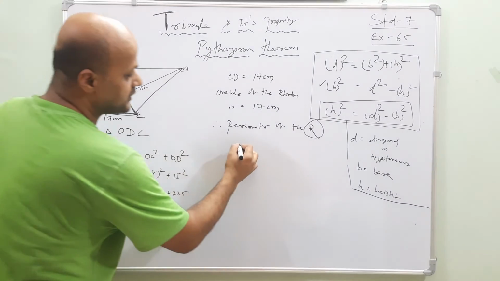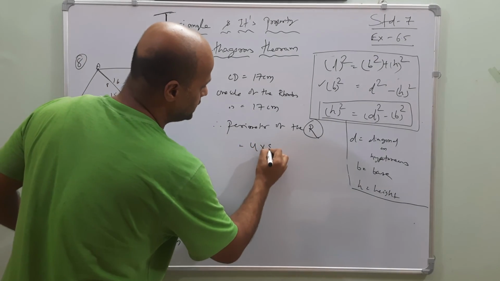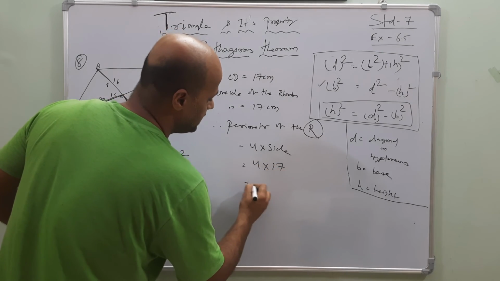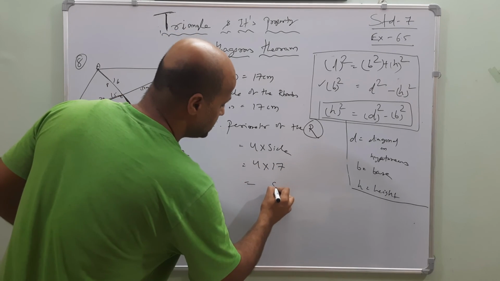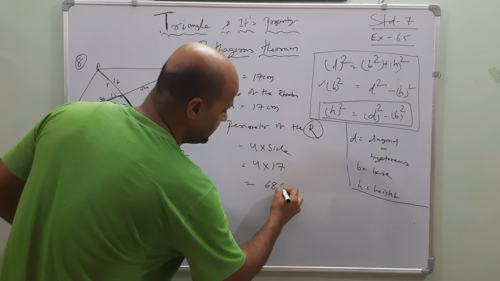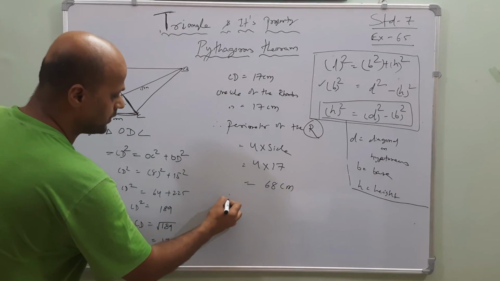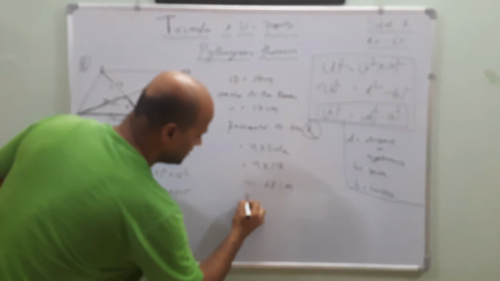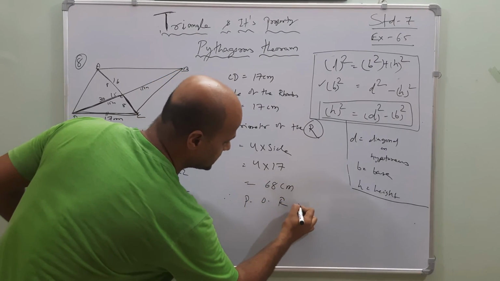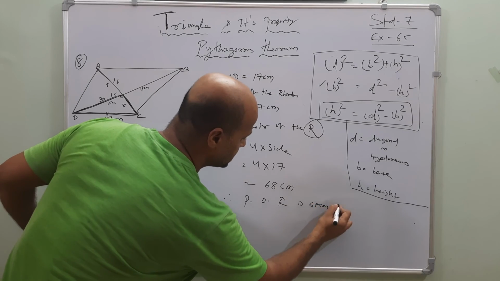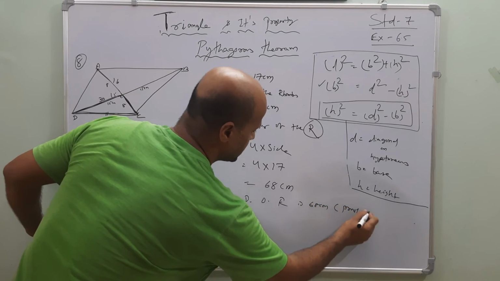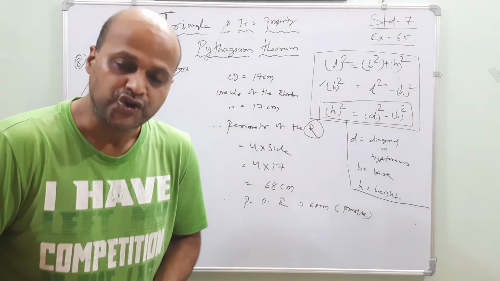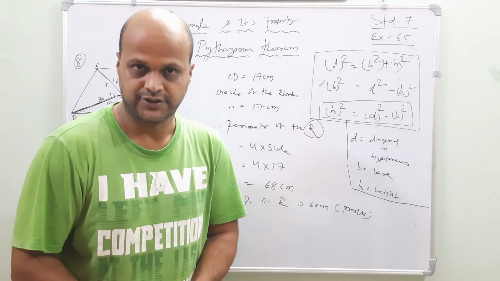Now perimeter of the rhombus is how much? 4 into side. 4 into 17. How much? 68 centimeter. Therefore, perimeter of the rhombus is 68 centimeter. Proved. Like this manner, you have to find the solution of the various given questions.